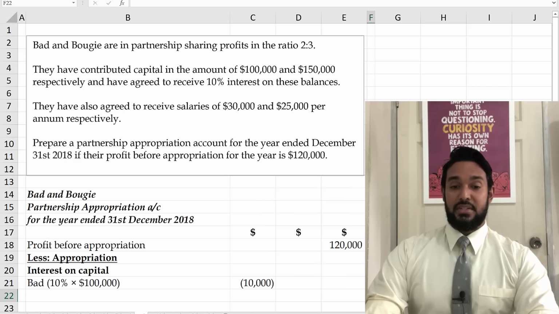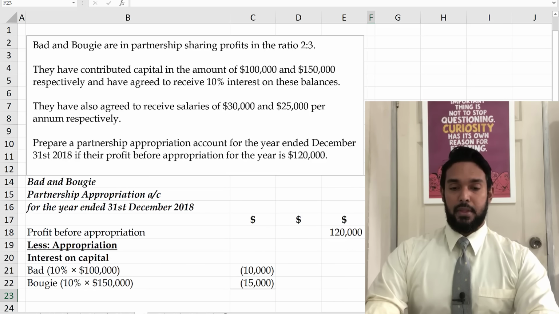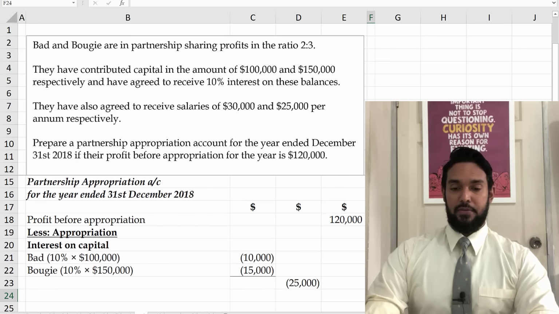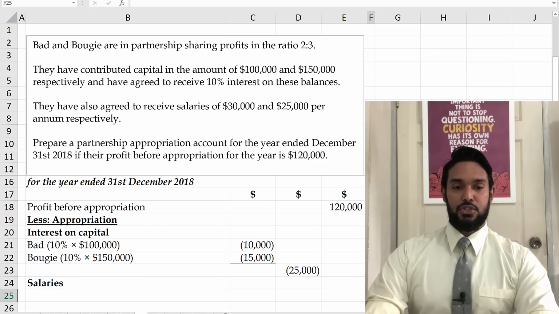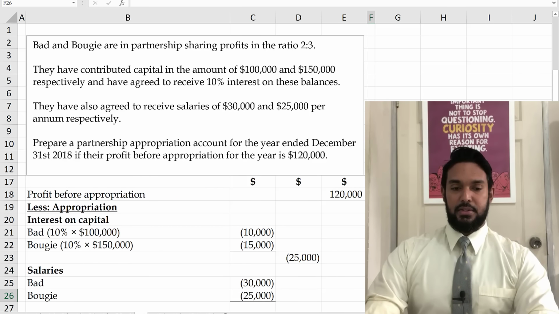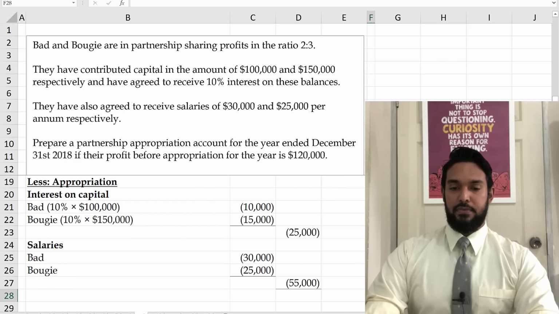10% of 100,000 is 10,000. Bougie, 10% of 150,000 is 15,000. Total interest on capital is therefore 25,000. Salaries. Each agreed to receive a salary of 30 and 25 respectively. So Bad gets 30, Bougie gets 25, total of 55. Adding those two together gives us 80.